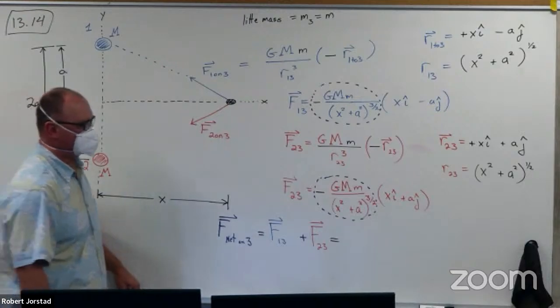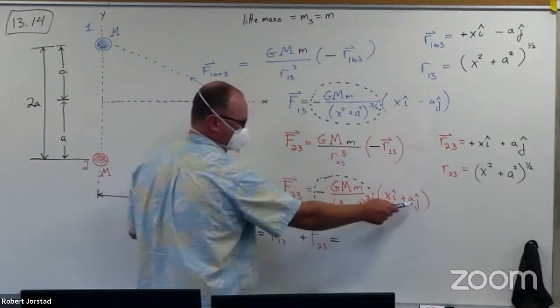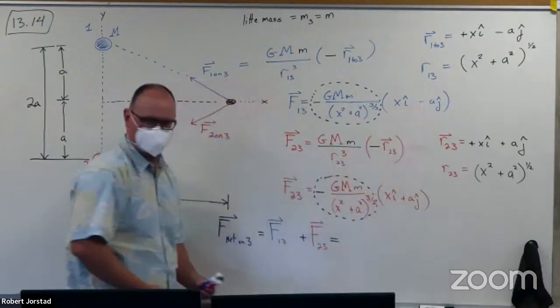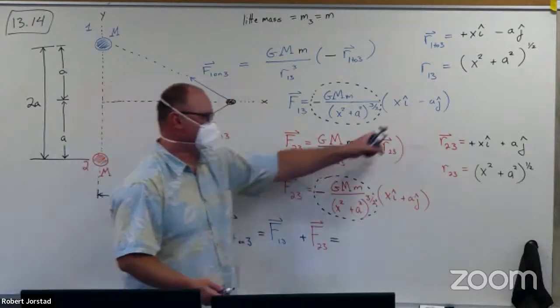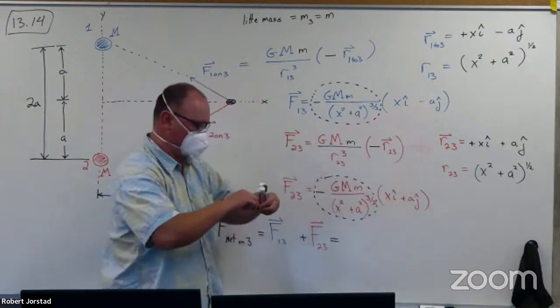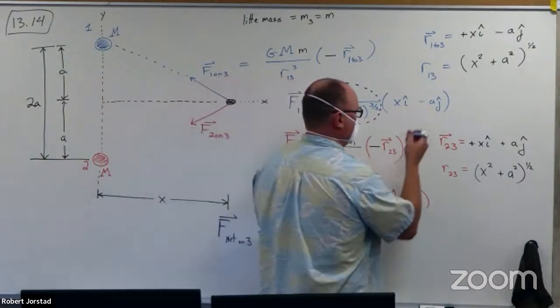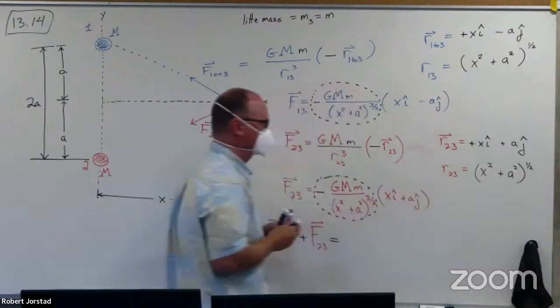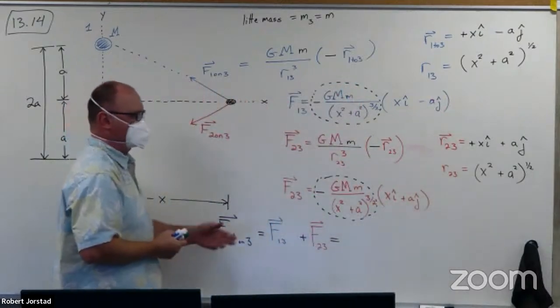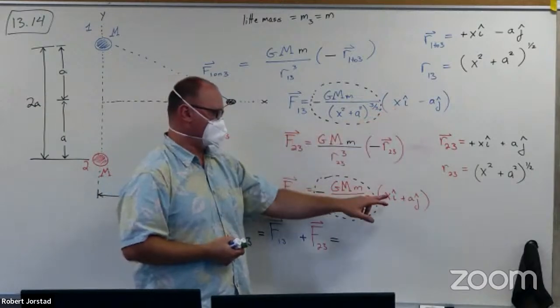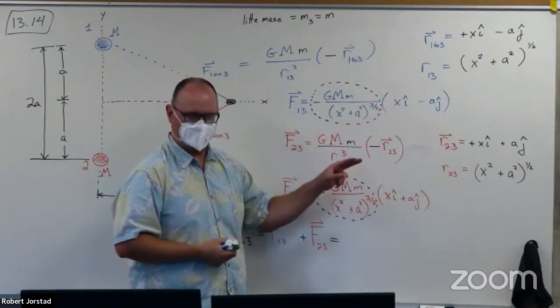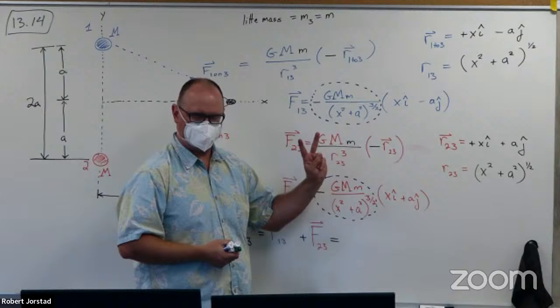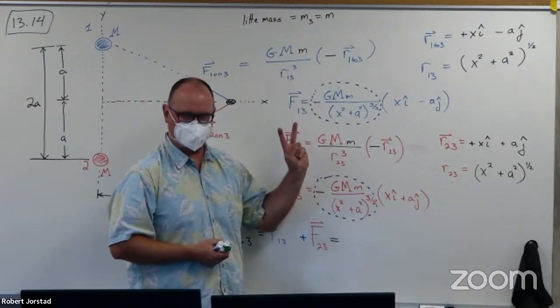And now what's going to happen to the j hat component when we add these two together? It drops out. This one's negative j hat, that one's positive j hat. Kind of got smudged there. What's going to happen when you add the i hats together? What do you get? 2x. Do you see that?